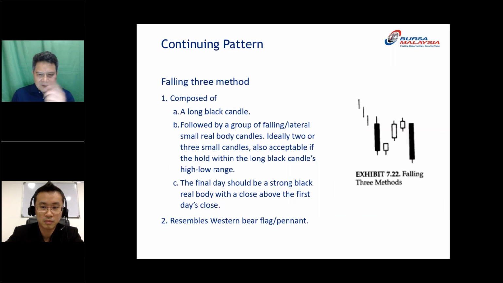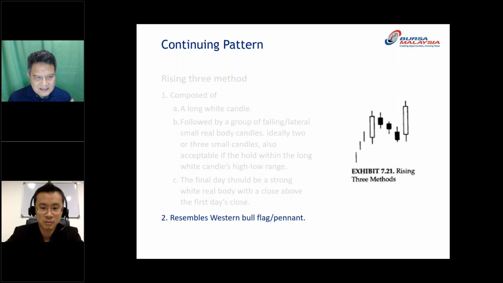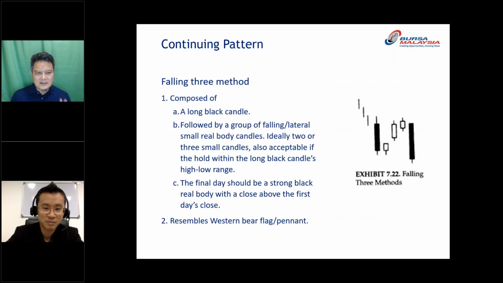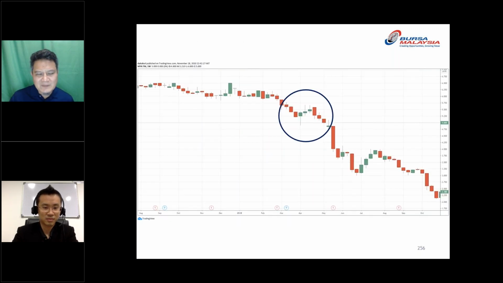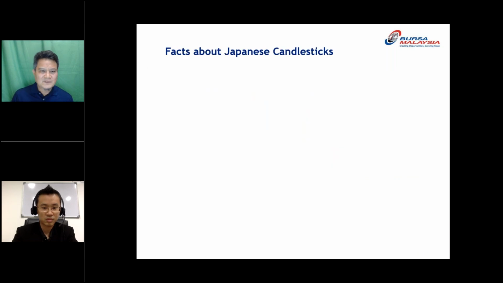The falling three method is the other way around. The rising three method is bullish, the falling three method is bearish. For example, here the price is falling, and there is a reversal here, a 3 candle reversal, and then the price continues to fall. So this is what we call a falling three method.